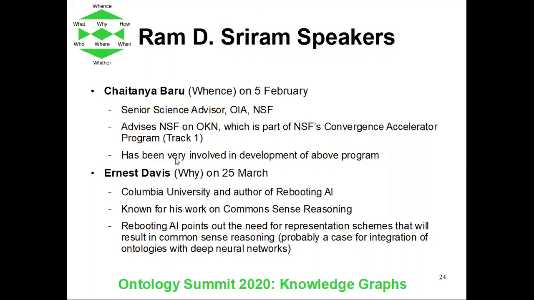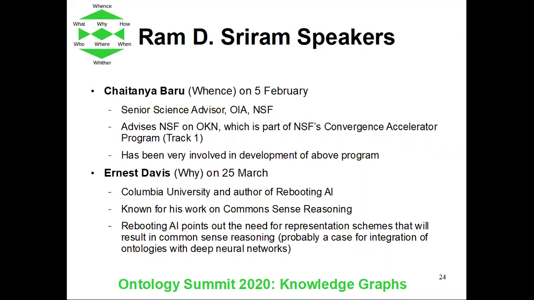Okay. Yeah, so I am going to present the speakers who are going to talk on a variety of things, from whence to why to how to what, the kinds of things which are presented on the top left-hand corner. First speaker is Chaitanya Baru, who's going to talk about the whence part of it. He's the senior science advisor in NSF, and he advises NSF on this open knowledge network. Now, the open knowledge network is, I think, approximately $40 million or so, I'm not sure.